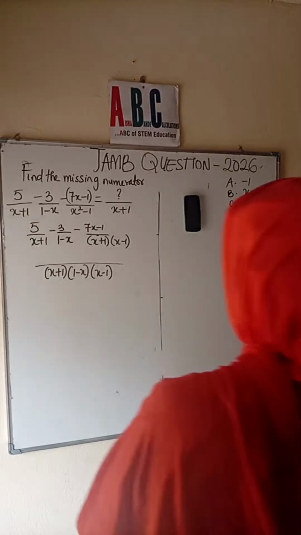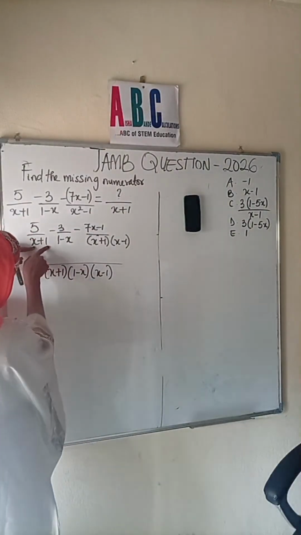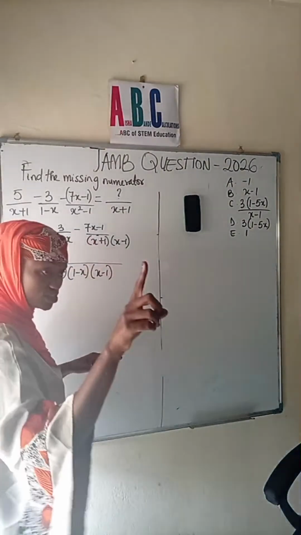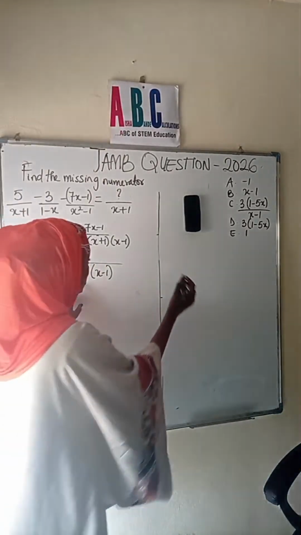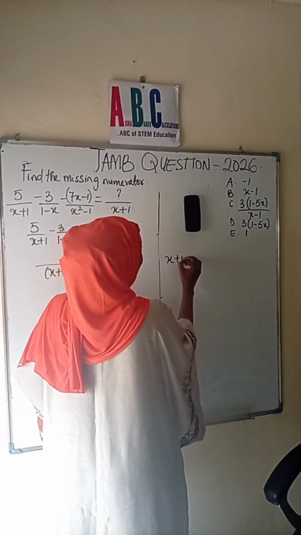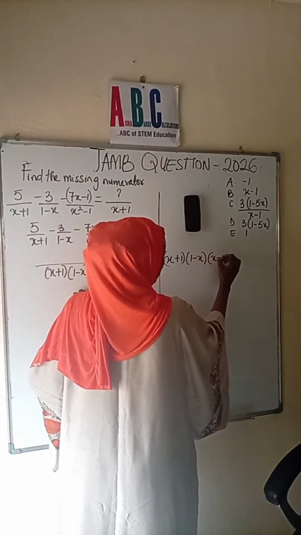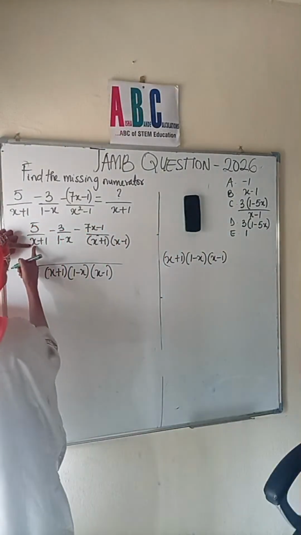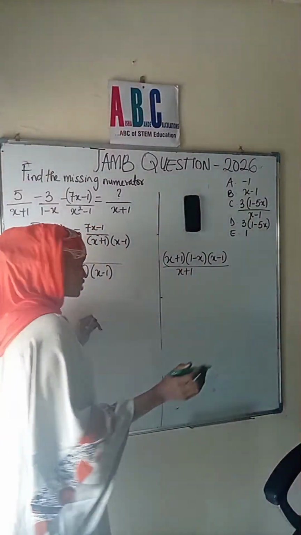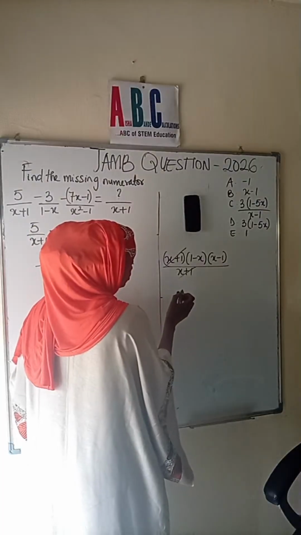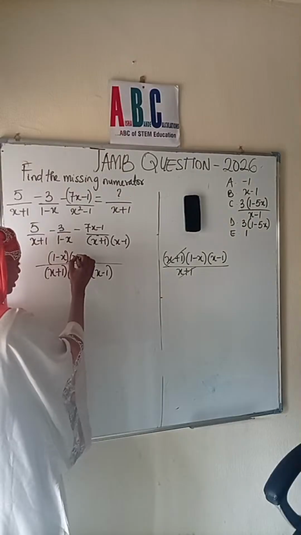Okay, so now this is the LCM. Look at this: x plus 1 divided by this x plus 1 is 1, right? The LCM is x plus 1, 1 minus x, and x minus 1. Now let's divide it by this first denominator, x plus 1. We cancel x plus 1, and we'll be left with 1 minus x and x minus 1.